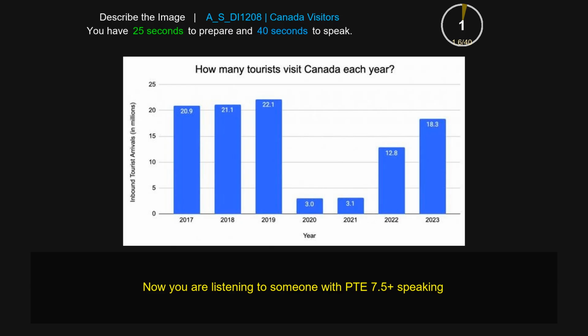The central idea of the graph is Canada visitors. Firstly, it provides details about how many tourists visit Canada each year. Secondly, the picture also shows the increasing number from the years 2017 to 2023. Finally, we can clearly see the highest value of 22.1 to the lowest of 3.0.